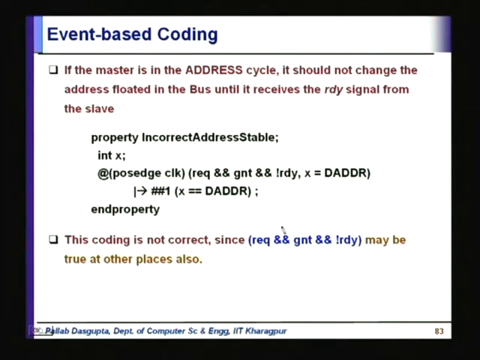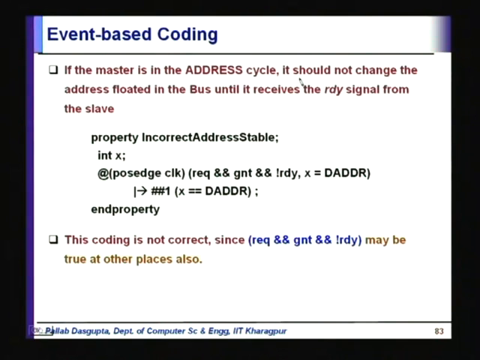Now, let us look at this thing. This is where the problem will start coming in. If the master is in the address cycle, remember what is the address cycle? You assert the request, get the grant, and as soon as you get the grant, your address cycle starts. If the master is in the address cycle, it should not change the address floated in the bus until it receives the ready signal from the slave. If the slave is not ready, then the address should be held.